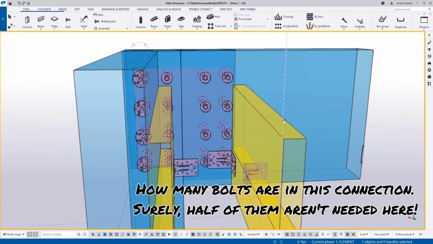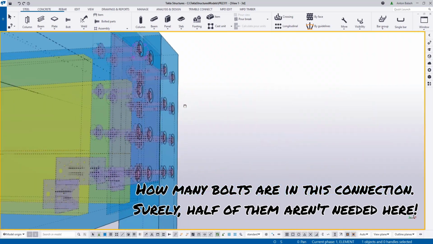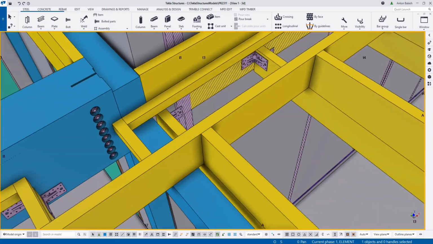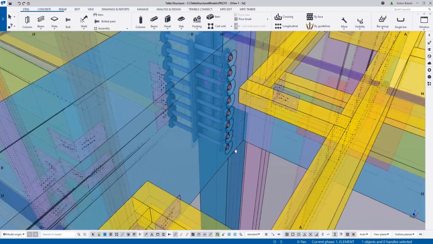How many bolts are in this connection? Surely, half of them aren't needed here. And here.